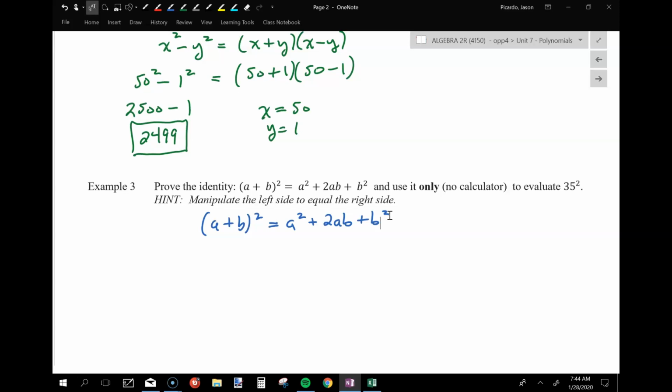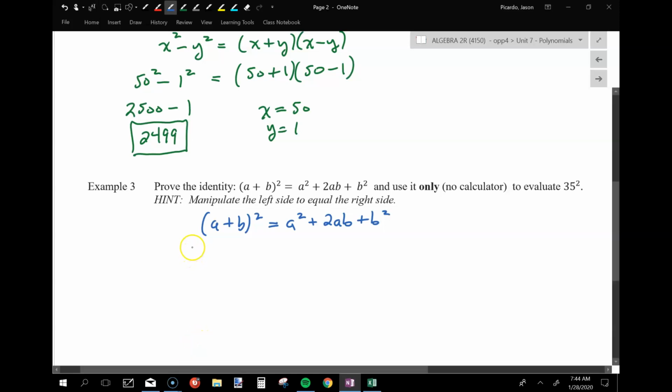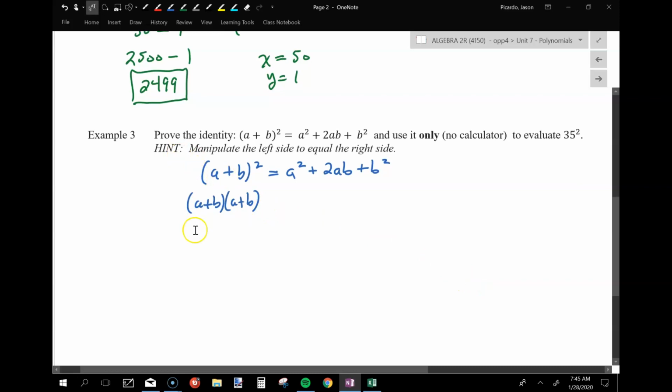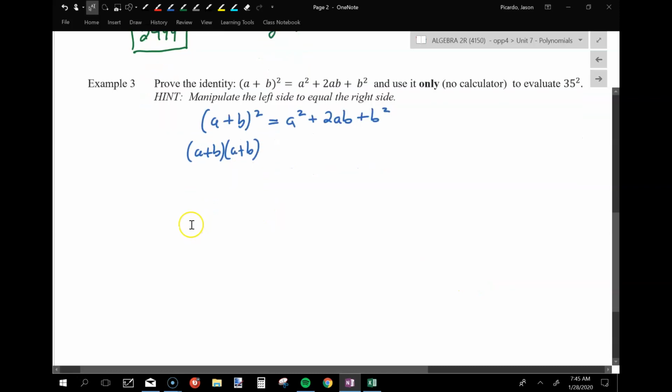Guys, you can't distribute exponents, right? So a plus b with the square outside, the square does not get distributed. What does it mean you need to do? Times it by itself. A plus b times a plus b. So that means I get to play tic-tac-toe again, right? And if all goes well, when I play tic-tac-toe, I'll get the same thing on the other side, right?